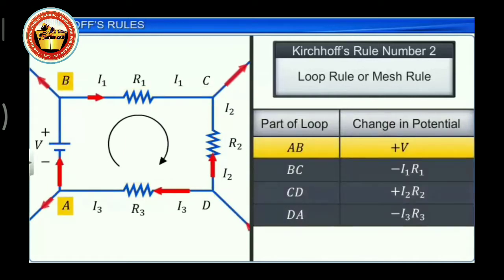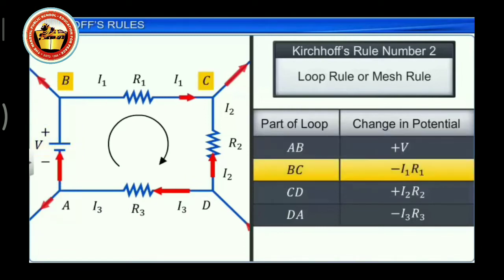See here, AB. Our direction is clockwise, but here we take the arrow mark moving as positive, that's why the potential difference is positive. And then BC. Coming to BC, the current direction and our assumed direction are the same, that's why we take minus I1 R1. If both directions are the same, we take minus I1 R1.